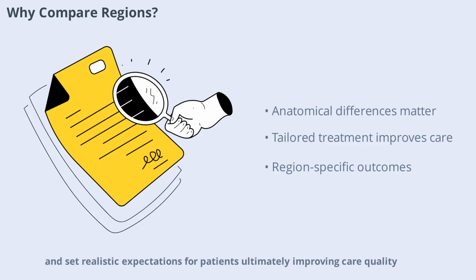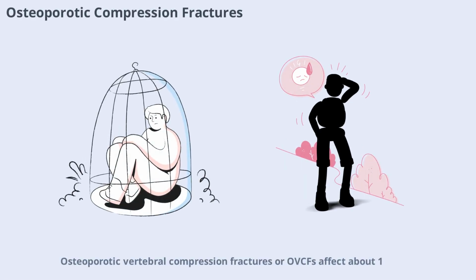improving care quality. Osteoporotic vertebral compression fractures, or OVCFs, affect about 1.5 million Americans each year, primarily impacting the elderly. These fractures can result from trauma, malignancy, infection, but most commonly osteoporosis. Risk factors include advanced age, female gender, long-term steroid use, low estrogen, and certain lifestyle factors. Symptoms range from back pain and spinal deformity to neurological deficits, often leading to reduced mobility and increased mortality. While some fractures heal with conservative management, others require surgical intervention, like kyphoplasty.